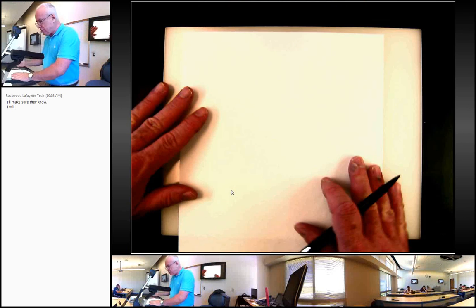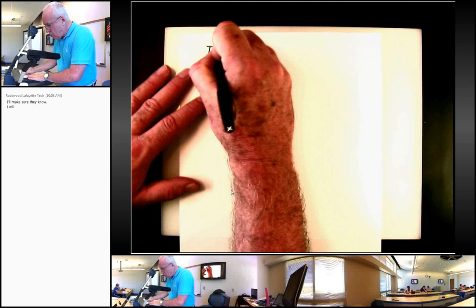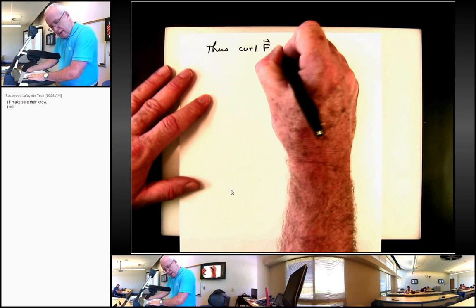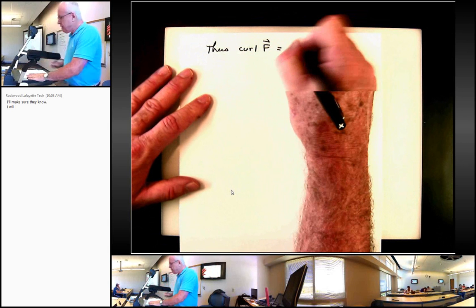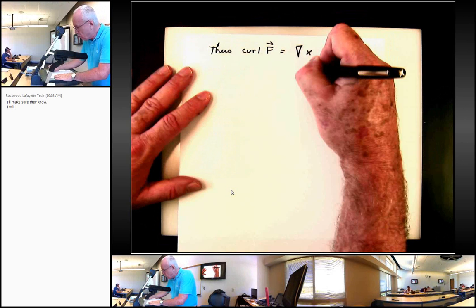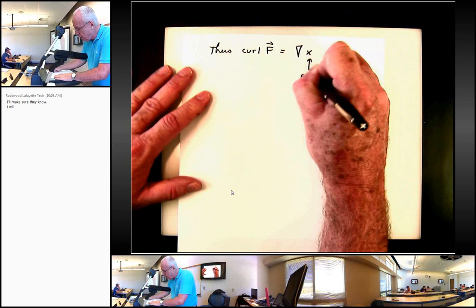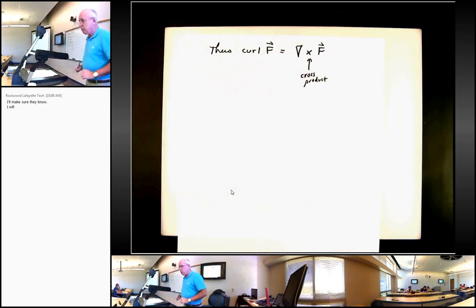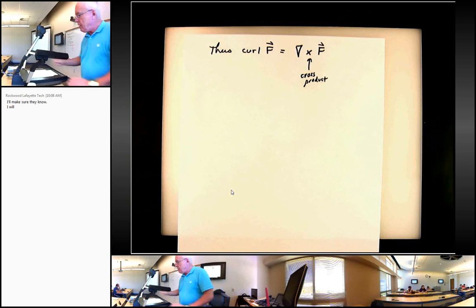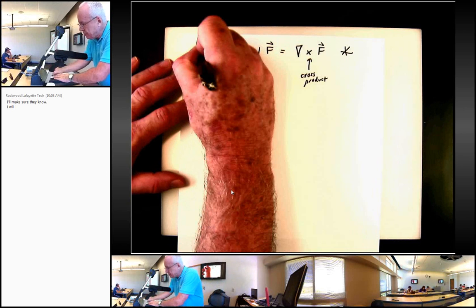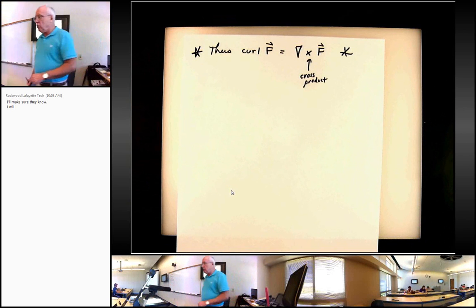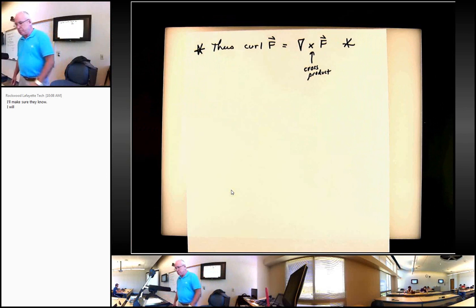So what we have here then, we can say thus, the curl of some vector F equals the del operator cross product the vector. Okay. I would suggest you might want to note that the curl is equal to that.